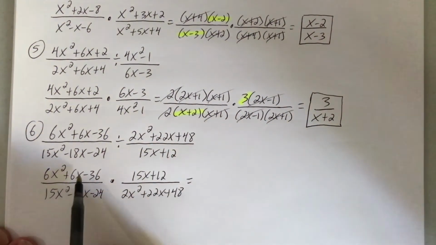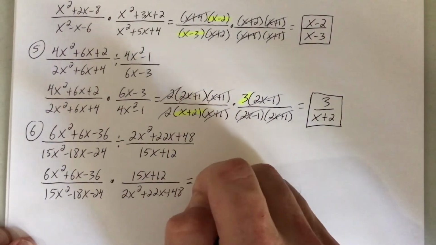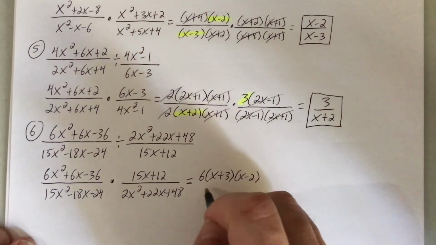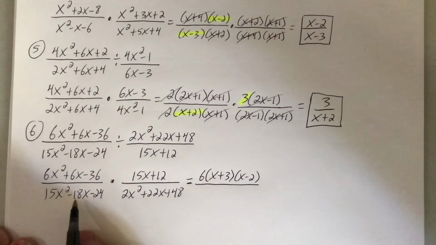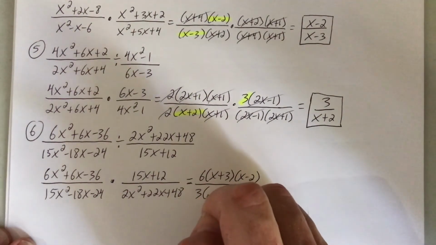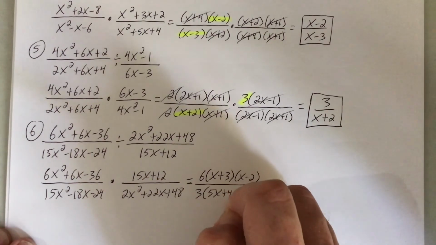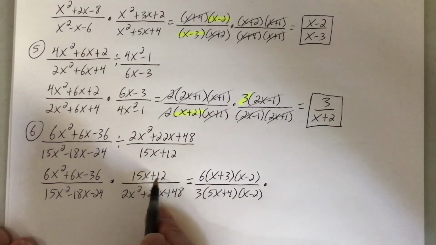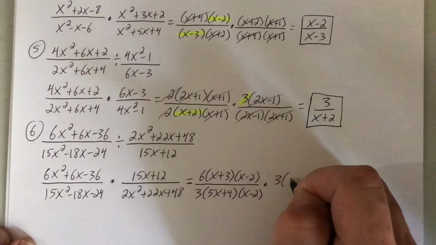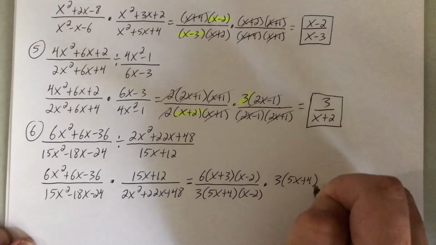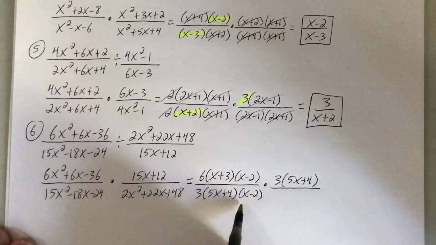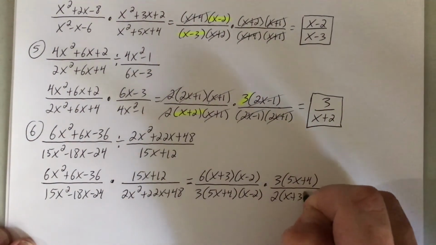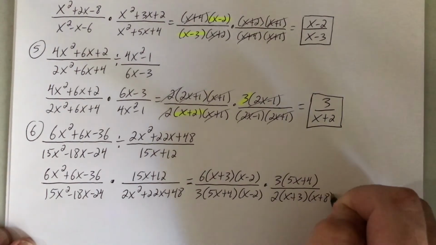So this right here has a common factor, and then when we factor the rest of it, we have 6 times x plus 3 times x minus 2. This down here also has a common factor, and then when we completely factor it after that, that gives us 5x plus 4 times x minus 2. This just has a common factor. Let's take out the 3. That leaves us with 5x plus 4. And then the bottom here has a common factor of 2, and when it's completely factored, it's x plus 3 times x plus 8.